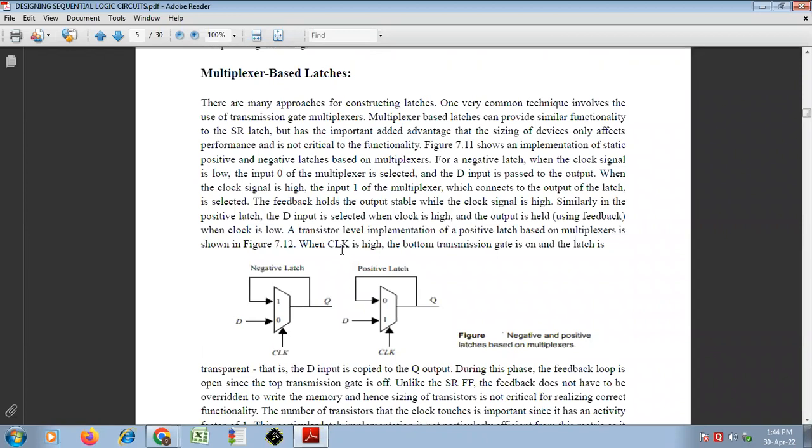Now, multiplexer based latches. This point we will discuss in the next unit. We have to use a multiplexer to form the latch. How to do it, we will discuss in multiplexer based latches. So this point we will discuss in the next lecture. For this lecture we will stop here.